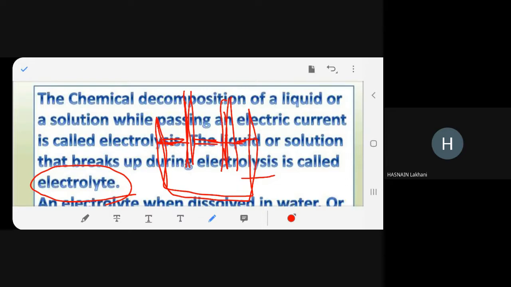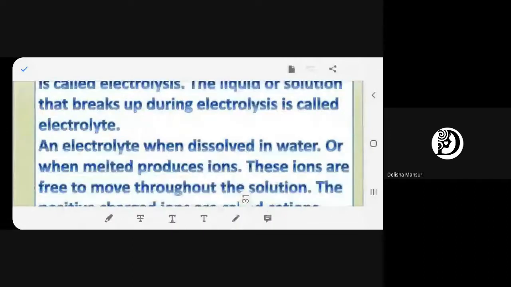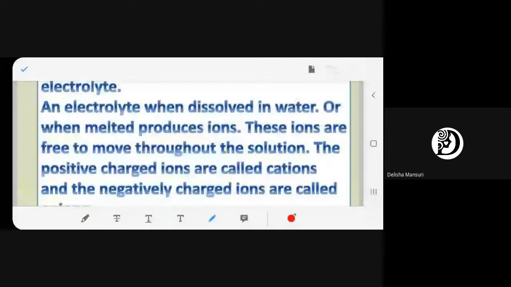What is happening? I'm making a circuit, I'm putting on the circuit. There's a chemical decomposition of this electrolyte. So electric current is passing through the solution. So there's a decomposition of the liquid. It is breaking down into what? It is breaking down into ions. Is it clear? So it is producing ions.